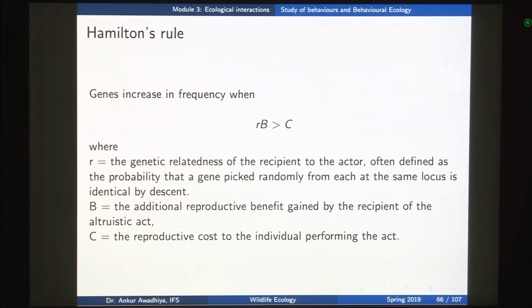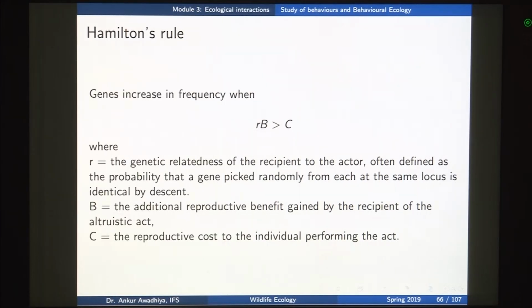In this case, the actor is the ground squirrel that is giving out the alarm call, and the recipients are the other members of the group. Now, capital B is the additional reproductive benefit that is gained by the recipient of the altruistic act.